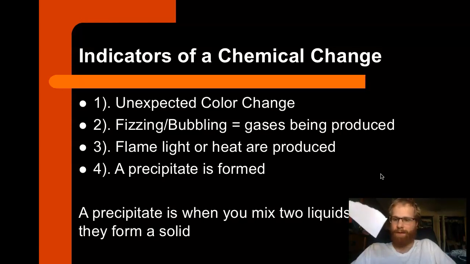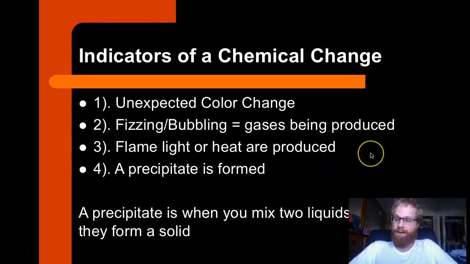If we mix red paint and blue paint and it creates purple paint, right, that's an expected color change. But if we mix something that was red with something that was blue and we got green, that would be unexpected. Whenever we mix things together and fizzing and bubbling happen, that means a gas is being produced. If a gas is being produced, that means a new substance is being produced.